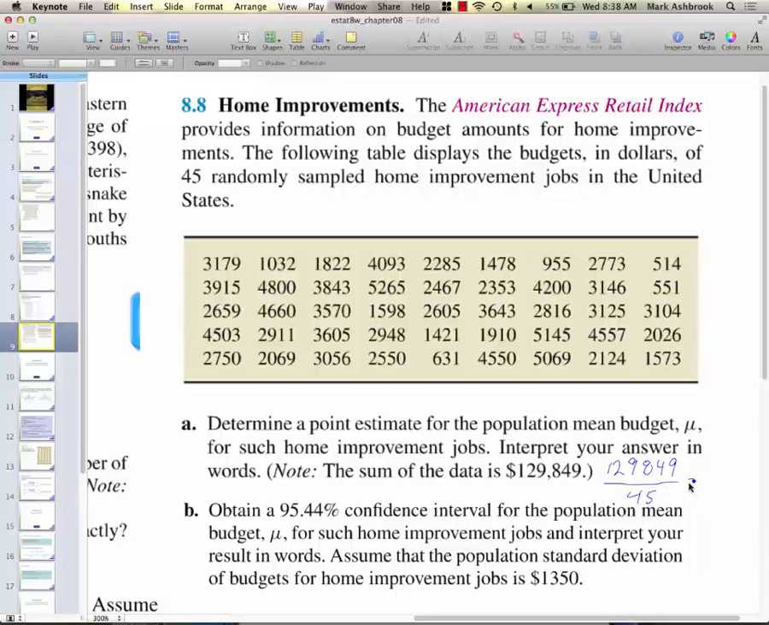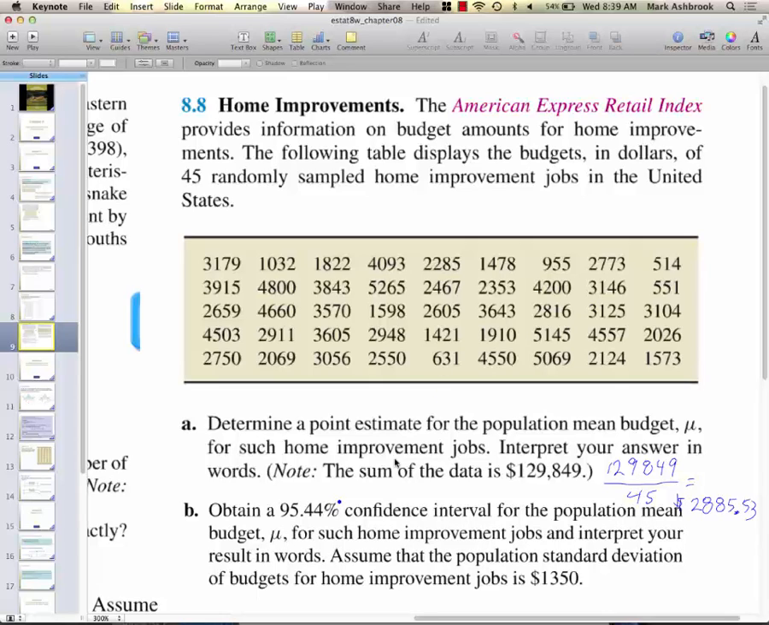And what's our point estimate? Nice and loud. Okay, so the average price of a home improvement job was $2885.53, and we can use that as a point estimate of all home improvement jobs. Throughout the whole United States, we could guess that the average was 2885, but we know there's sampling error. The true population mean is probably higher or lower than that. So we form a confidence interval.